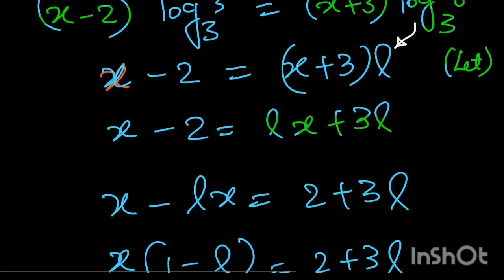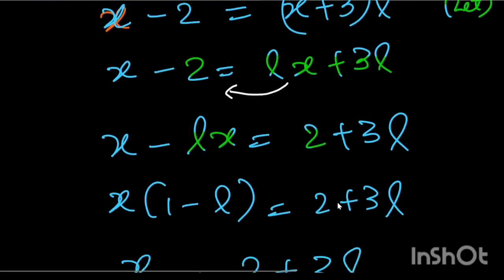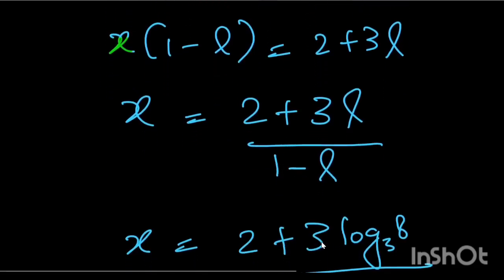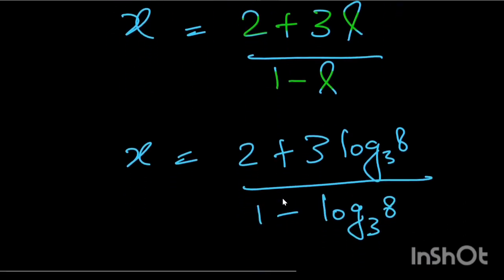Now taking Lx to the left hand side, it becomes minus Lx, and minus 2 on the right hand side becomes plus 2. So taking x common, 1 minus L goes down, so x equals (2 plus 3L) by (1 minus L). Resubstituting L as log 8 base 3, we will get x, which is the answer, guys.